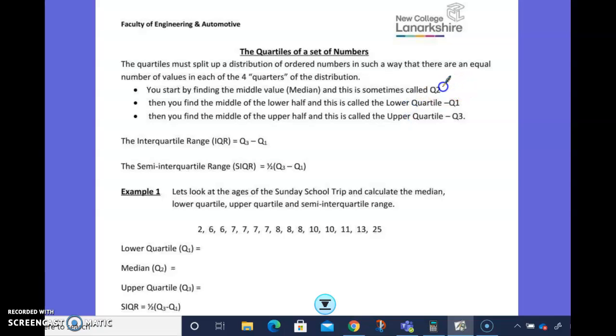And we do it by starting to find the median, which we can call Q2. We can then find the middle of the lower half of the numbers, just like finding the median again, and we call that Q1. And we can do the same for the top half of the numbers, and that gives us Q3. So 2 types of range then. We get the interquartile range, which is Q3 minus Q1, and the semi-interquartile range, which is a half of Q3 minus Q1. You will not get given these, but you are expected to know them. Okay, let's do a couple of examples then.